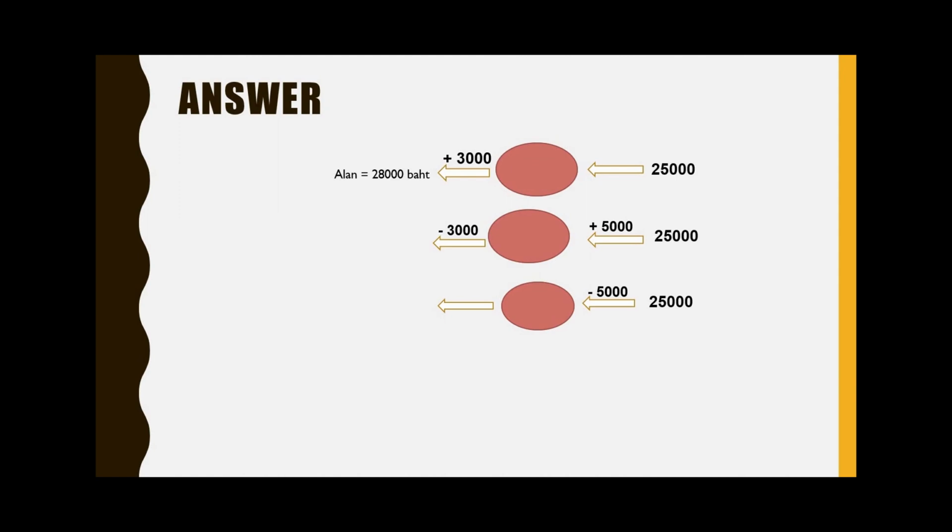Benny, 25,000 baht plus 5,000 baht equals 30,000 baht. 30,000 baht minus 3,000 baht equals 27,000 baht. So Benny had 27,000 baht at first. Charles, 25,000 baht minus 5,000 baht is equal to 20,000 baht. So Charles had 20,000 baht at first.